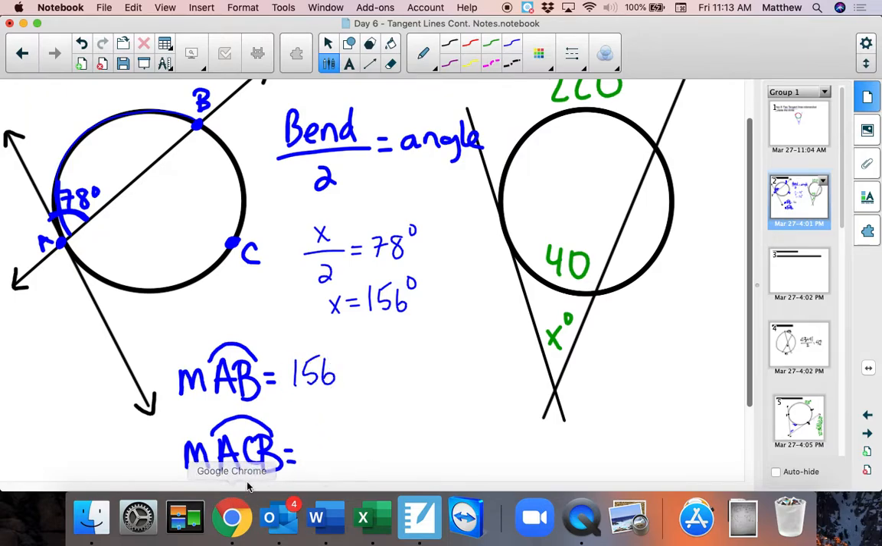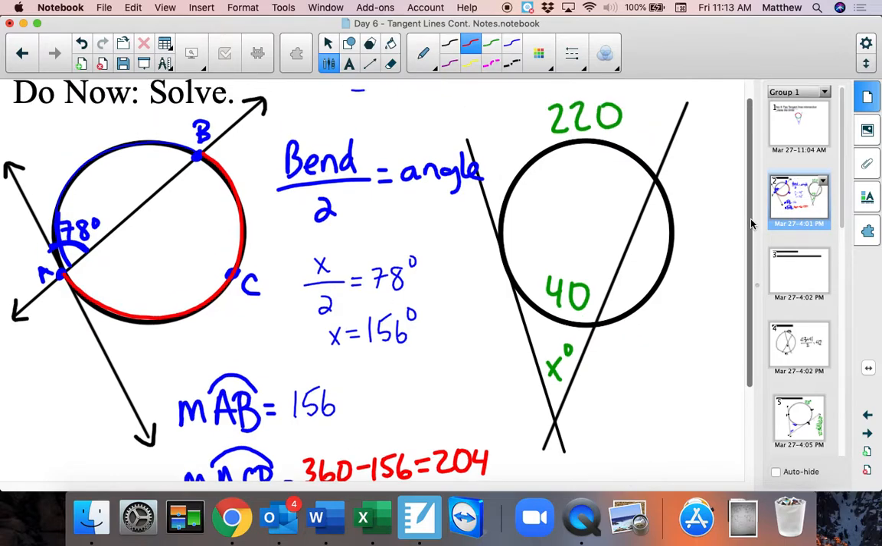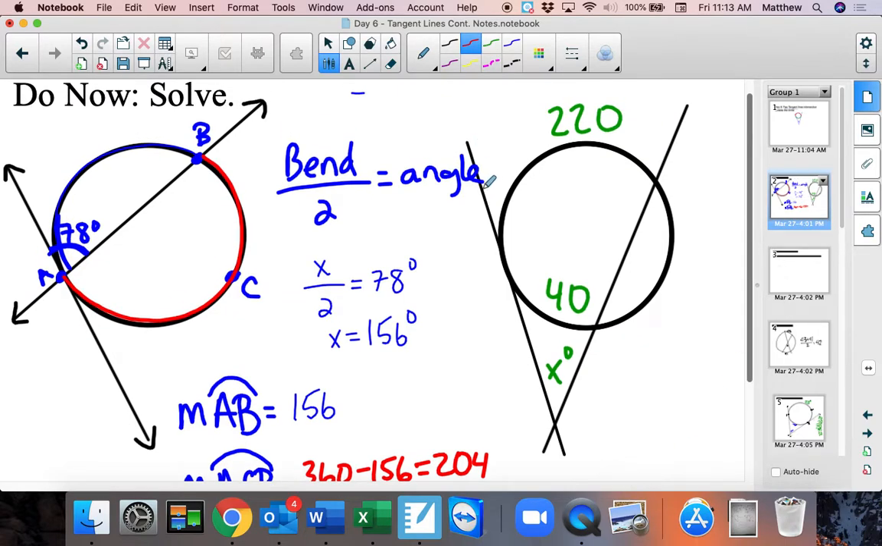Obviously then we could take arc ACB, so going around this way, ACB would be 360 minus the 156, which would be 204. Okay. So that should be a little bit of a review from a couple days ago. And then over here on the right, we've got a secant here and a tangent line here, and they intersect outside the circle.